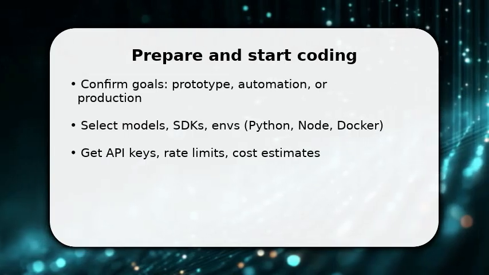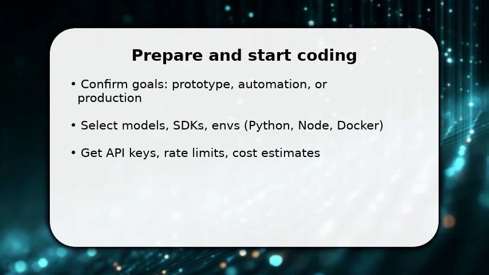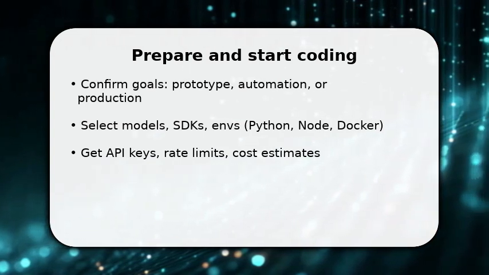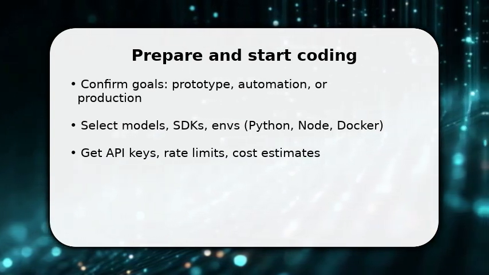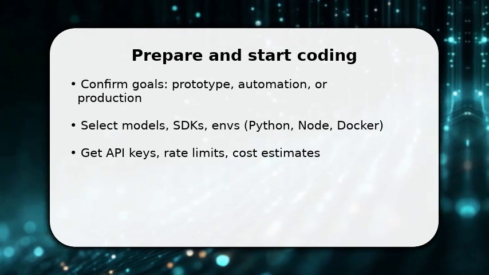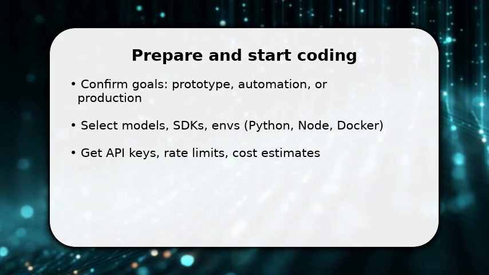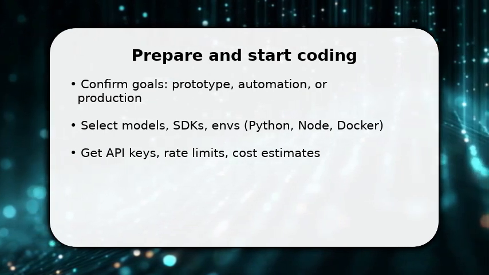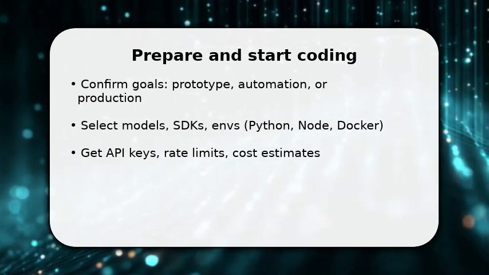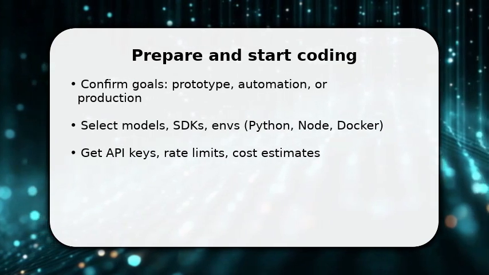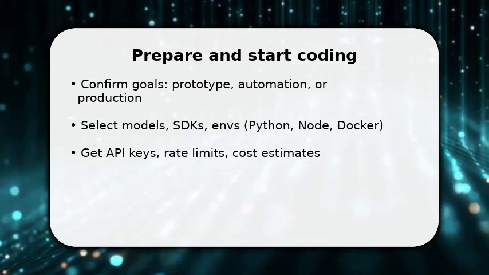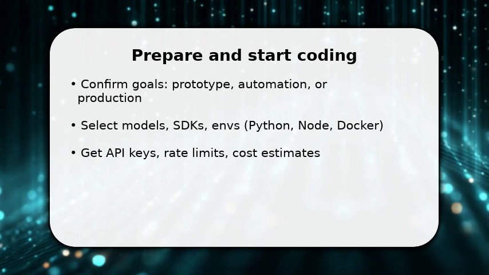You begin by clarifying the problem and picking the smallest useful scope. Choose prototype or production features so you can iterate. Once decided, install SDKs and containerize your environment, Python virtualenv or Node with Docker, so dependency drift is minimized. Make sure to provision API keys and check rate limits and cost estimates before you send any production traffic.